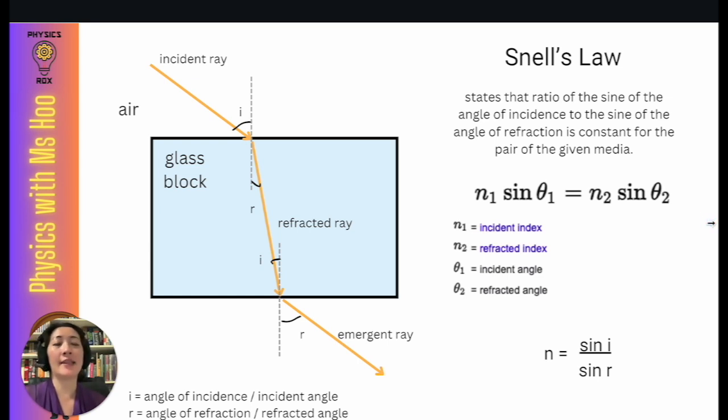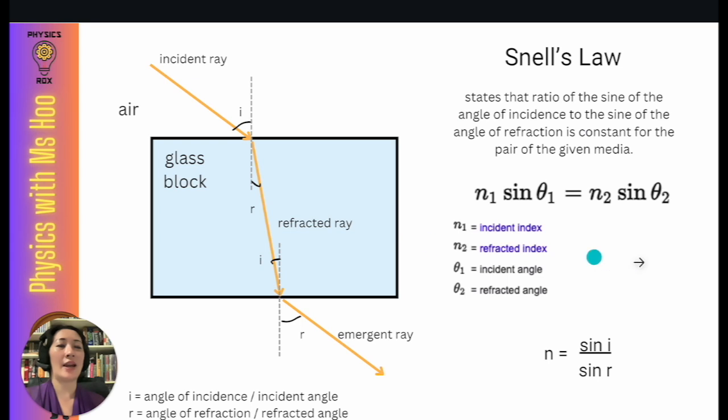Now the formula for Snell's law is n1 sine theta 1 equals n2 sine theta 2, where this equation can be used for any two given media. For example, it can be calculated for the refraction between water to air, or water to glass, diamond to water, oil to water, plastic to glass, and so on. So that's why in the formula we've got 1 and 2, where 1 represents the first medium and 2 represents the second medium. So n1 is the refractive index for the first medium, while n2 is the refractive index for the second medium. Theta 1 is the incident angle, while theta 2 is the refracted angle. This means that theta 1 and theta 2 are the angles measured in mediums 1 and 2 respectively.